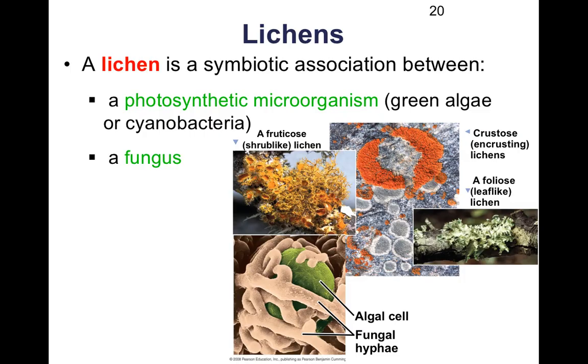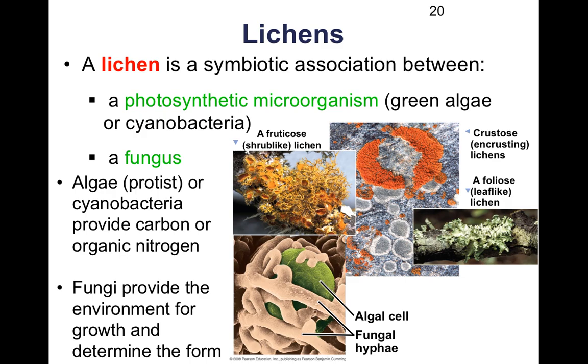Okay, finally, I want to talk about lichens. So we are going to be doing a whole lab on lichens. A lichen is a symbiotic association between a photosynthetic microorganism, either a green algae, which is a protist. So green algae are eukaryotes, so they're eukaryotic cells, but they're single-celled in this case. Not always single-celled, but usually with lichens they are. Or a cyanobacteria, which is a prokaryote. Both are photosynthetic. So it's a photosynthetic microorganism and a fungus, okay?